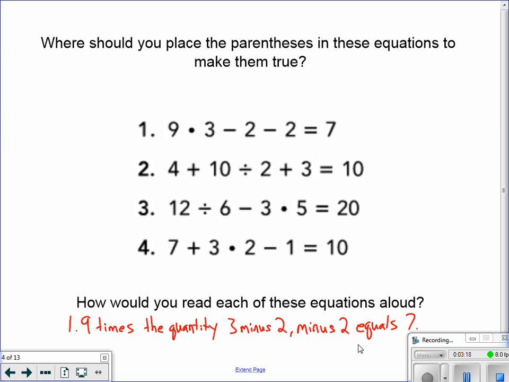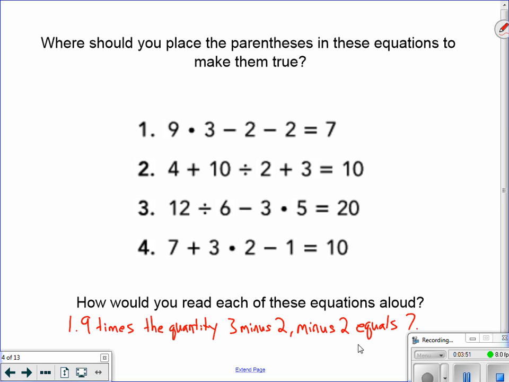The next thing we're looking at is some equations, and we need to decide where we should put the parentheses to make these true. In number 1, I've got 9 times 3 minus 2 minus 2 equals 7. If I were to do that the way it is, 9 times 3 is 27, minus 2 is 25, minus 2 is 23, not 7. So I need to put some parentheses around something in order to get 7.